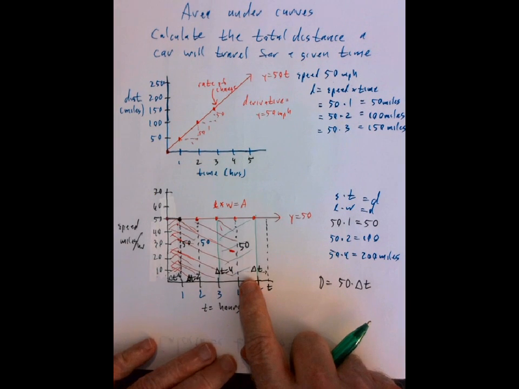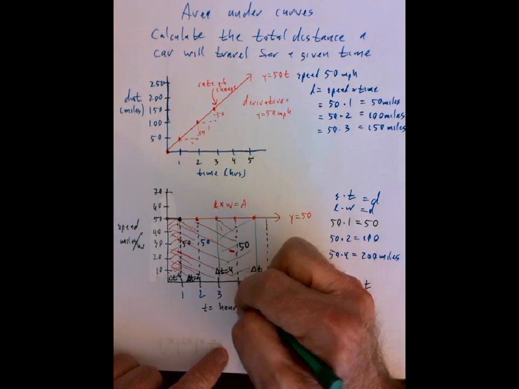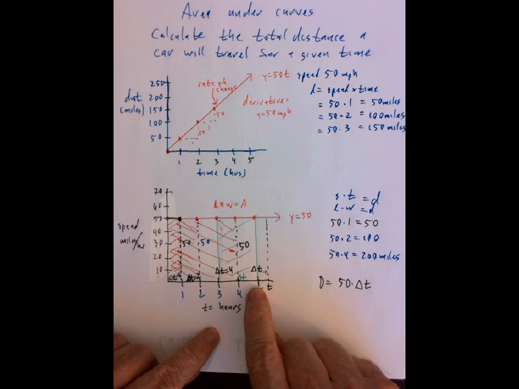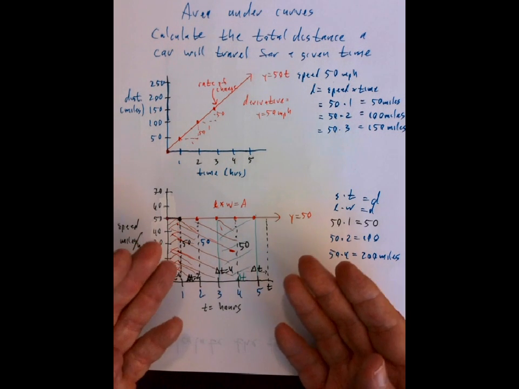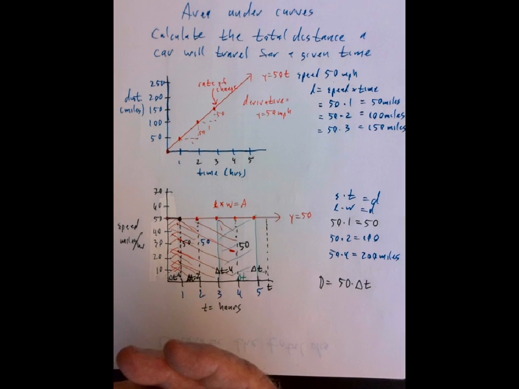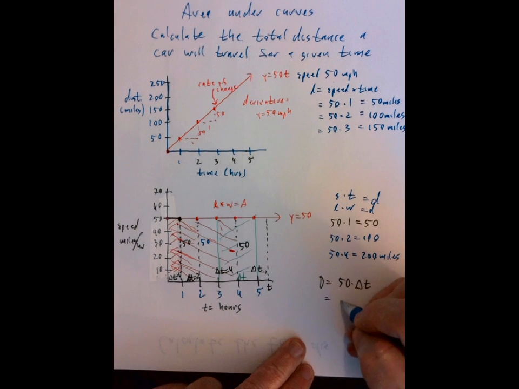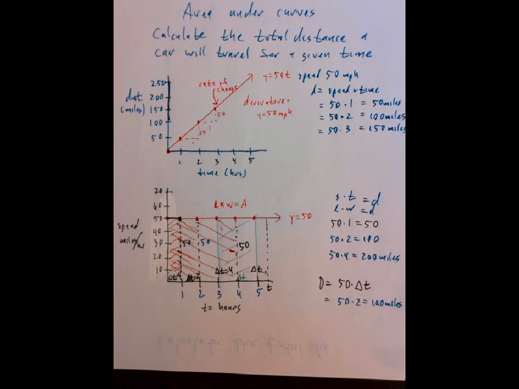Well, that's still a rectangle, and its width is still delta t, right? But you can see delta t is equal to 5 minus 3, which is 2. So this delta t is the idea of an elapsed time, the ending time minus the initial time. So that is going to be 5 minus 3, which is 2. So the total distance traveled, we would say, is 100 miles from hour 3 until hour 5.